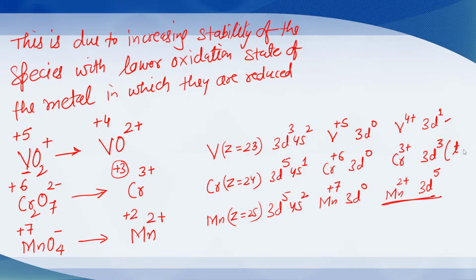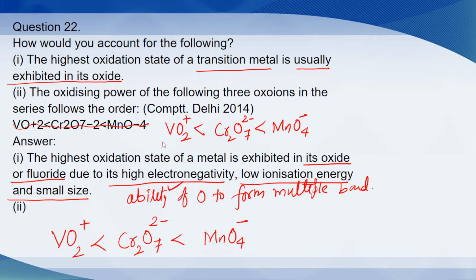This Cr3+ is t2g3. I will let you know what is t2g and eg. Here it is t2g and eg2. So Mn2+ is more stable than Cr3+, and then come to V4+, because it is only 3d1. So because of the increasing stability of these species with the lower oxidation state of the metal, this is the order of oxidizing nature.